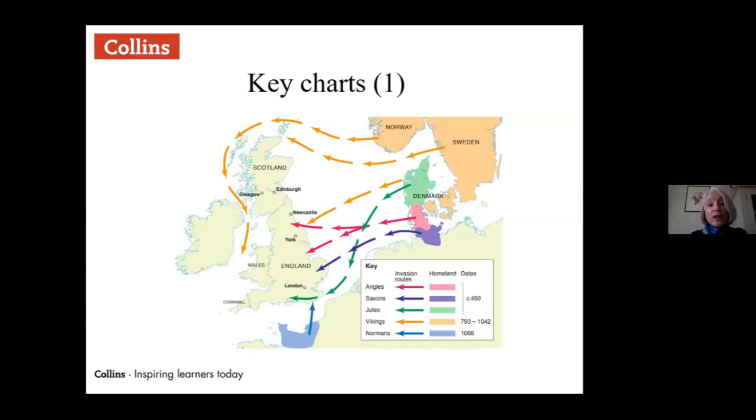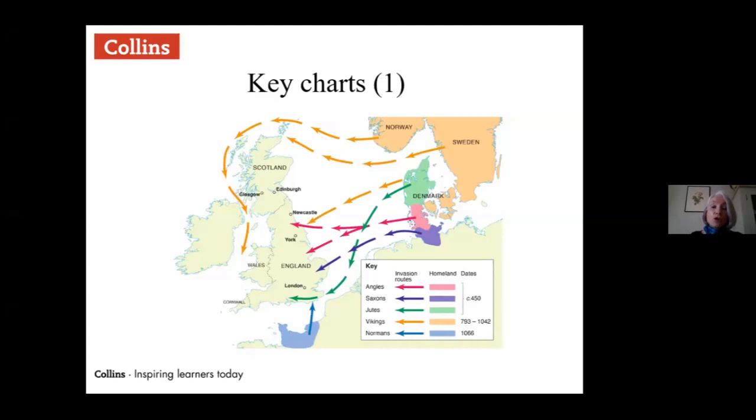So the orange line at the top is the Vikings, and the Vikings invaded on and off during the 9th century. And they spoke a language called Old Norse, which had a big impact on English. And then the green, pink and blue lines are the very early invasions from Denmark and what's now the Netherlands and parts of Germany by the Angles, the Saxons and the Jutes. And those are the people who are responsible for bringing the Germanic language over to the island of Britain in the first place. So they're very important too. They brought what we call a language that developed into Anglo-Saxon.